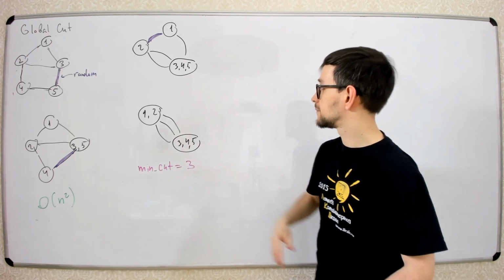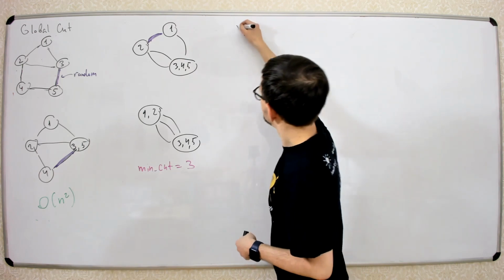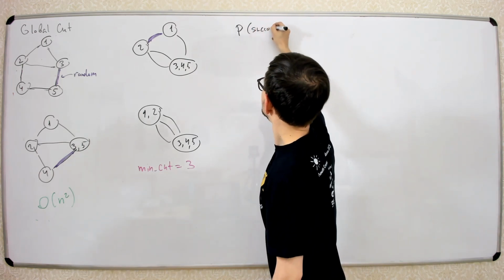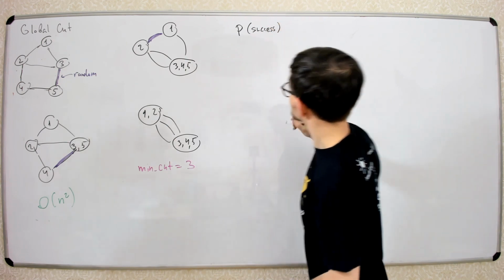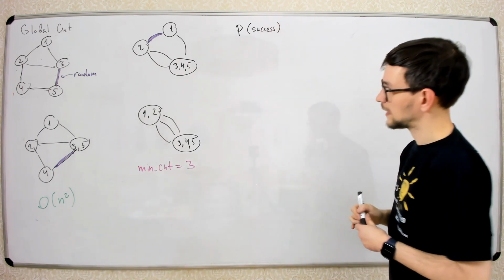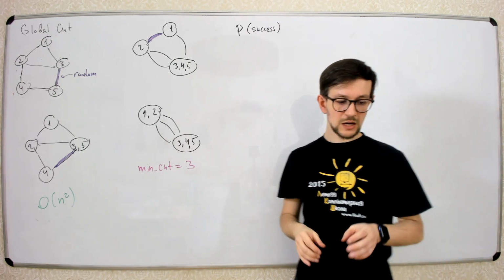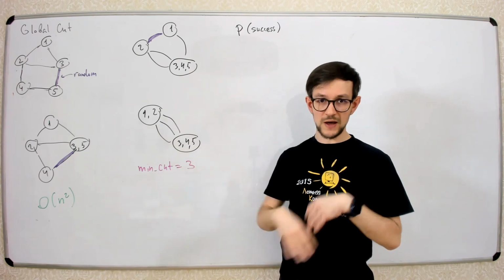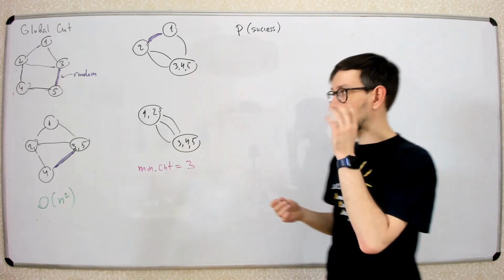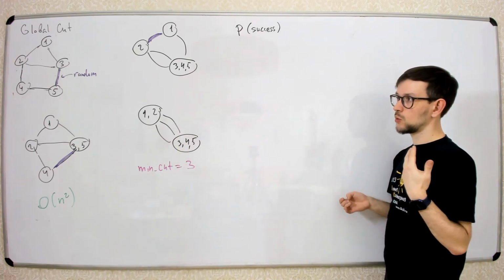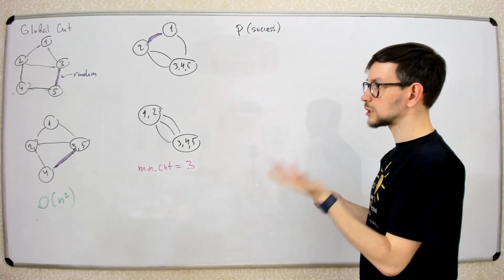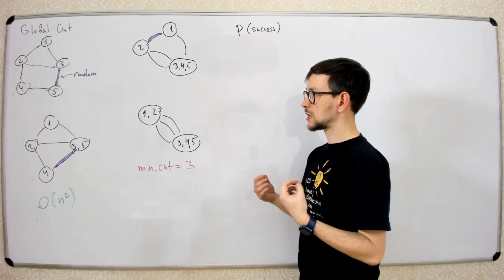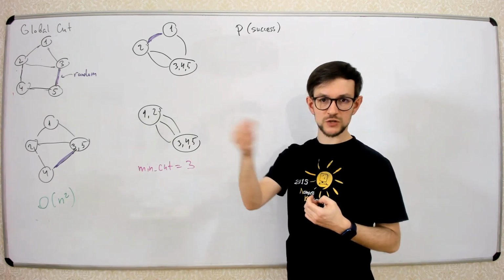Let's calculate the probability of success. Let's calculate the probability that this algorithm will actually find the minimal cut. How to calculate probability? Let's see what can go wrong when we get the wrong result. We get the wrong result when we pick one of the edges from the minimal cut.